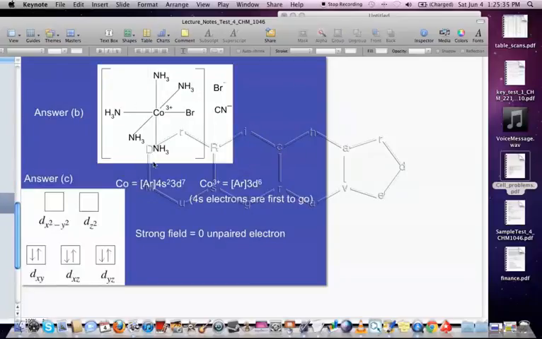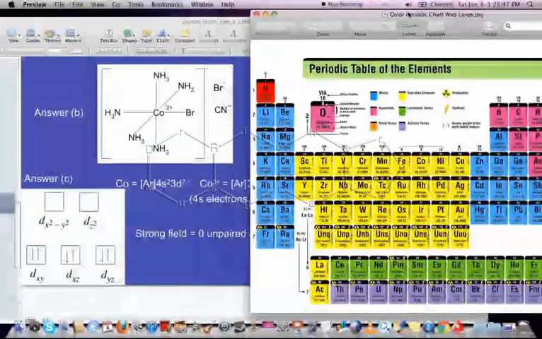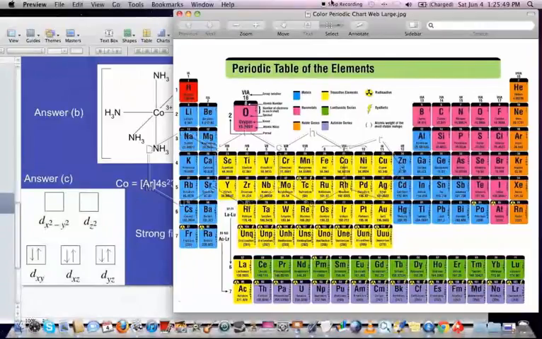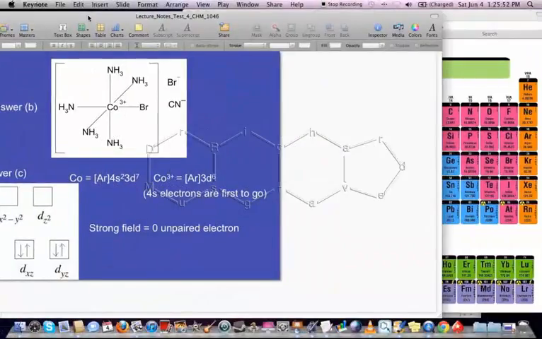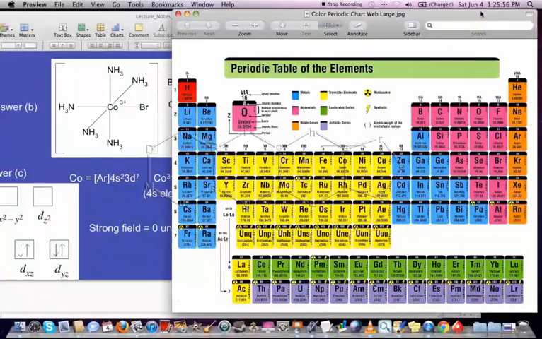The next thing we need to do is figure out the D splitting that's going on here, and we do that by looking at the electron configurations. Now for that we're going to have to focus on the periodic chart. I want you to go back and think about your electron configurations you would have done back in Organic 1. And first of all, what I would do is find out what the electron configuration of cobalt without a charge on it would be.